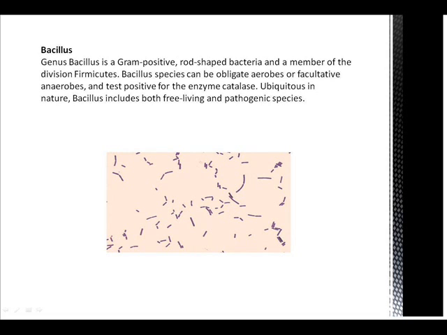Genus Bacillus is a gram-positive rod-shaped bacteria. Bacillus species can be obligate aerobes or facultative anaerobes. They test positive for the enzyme catalase. Bacillus includes both free-living and pathogenic species.